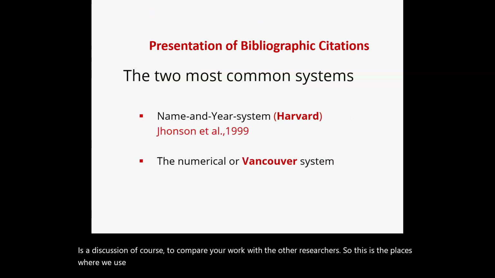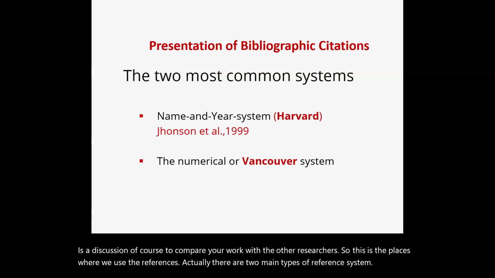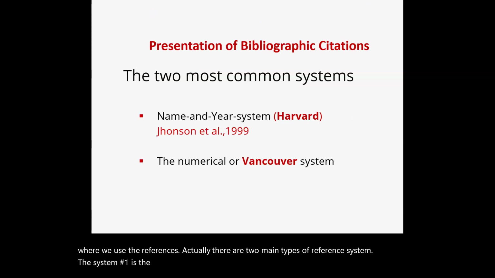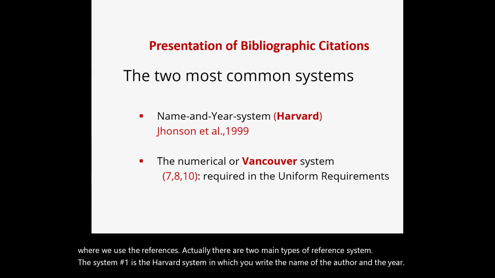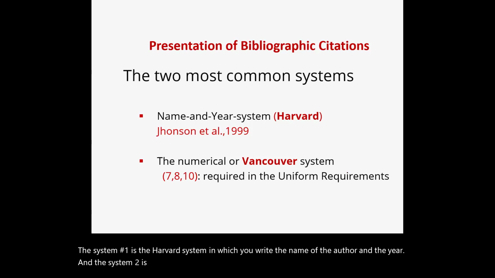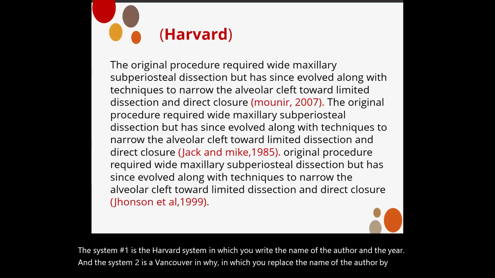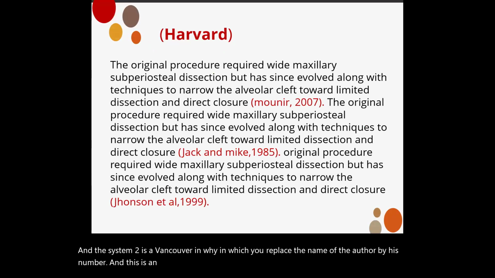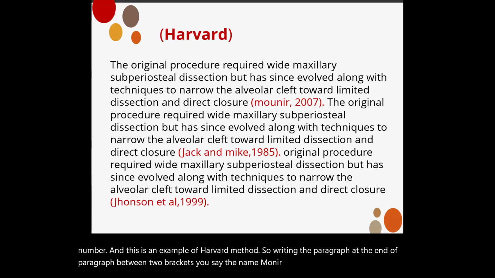Actually, there are 2 main types of reference system. System number 1 is the Harvard system, in which you write the name of the author and the year. System 2 is the Vancouver, in which you replace the name of the author with a number. This is an example of the Harvard method. At the end of the paragraph, between two brackets, you write the name, Munir, 2007, and then Jack and Mike, 1985, etc. So this is the Harvard method.